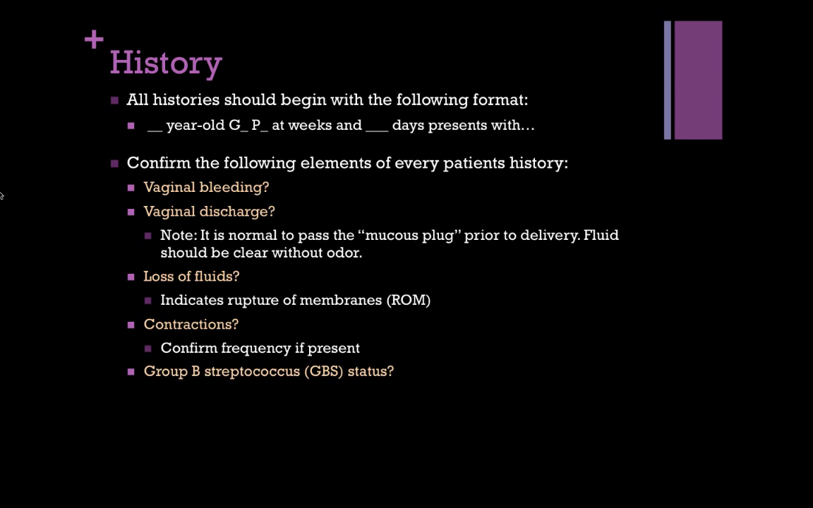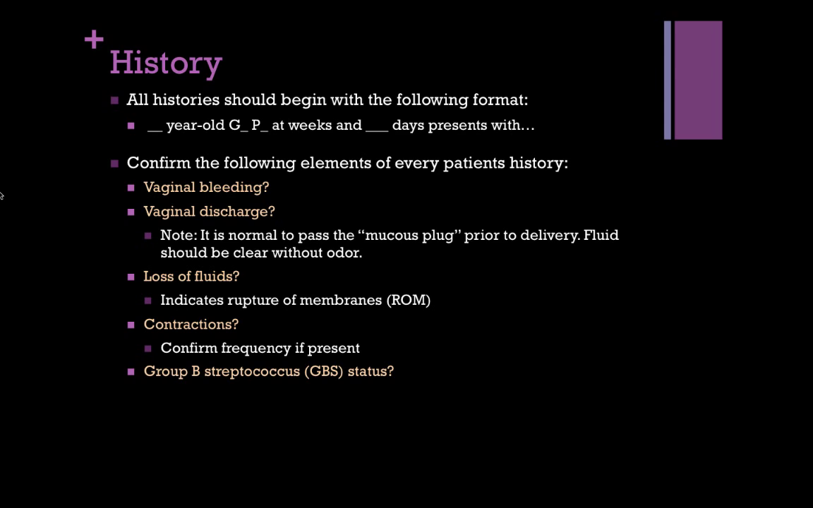So you're going to investigate whether or not they have vaginal bleeding, vaginal discharge, loss of fluids, contractions, and whether or not they know their group B strep status, GBS status. So with vaginal bleeding, that's pretty straightforward. We never really want any woman to have bleeding from her vagina. She may have slight bleeding, just bloody tinged urine or something like that when she presents, but frank gross bleeding is a sign of possible placental abruption, placenta previa, and requires further investigation.